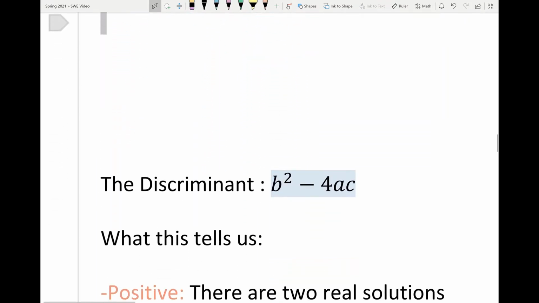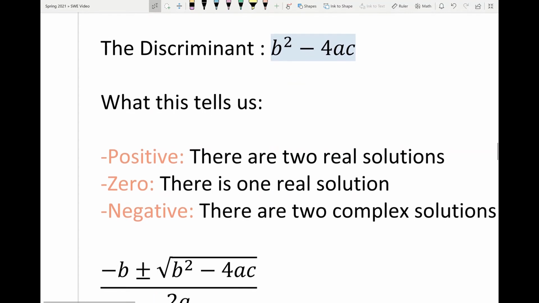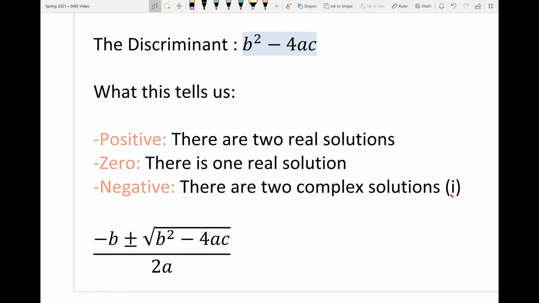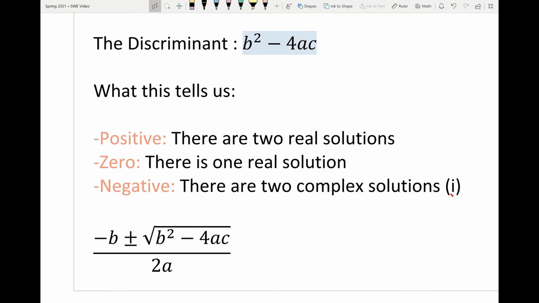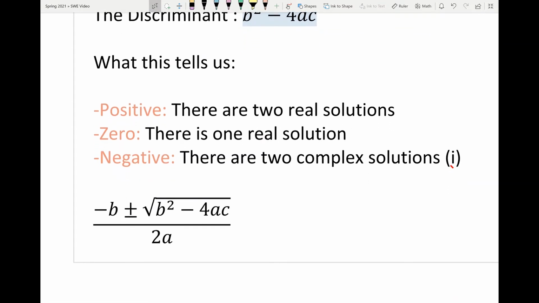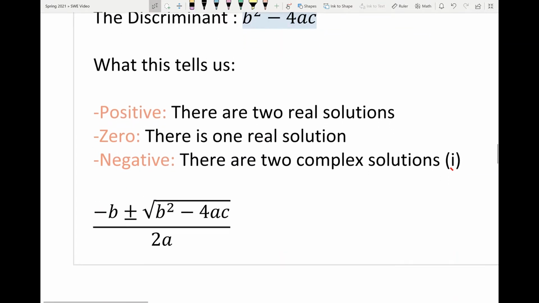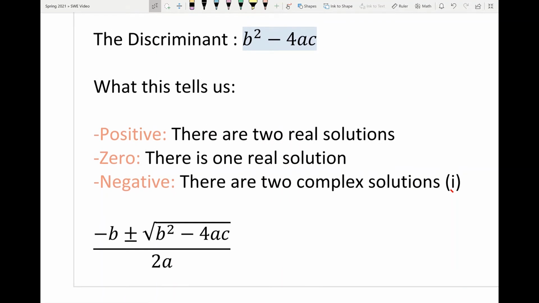Now, one other thing is the discriminant, and this is going to tell us how many solutions an equation will have when we use this quadratic equation. You plug the coefficients of the polynomial into b squared minus 4ac, and that will tell us how many solutions it has. If the value you get is positive, there's going to be 2 real solutions. If it's 0, there's going to be 1 real solution. And if it's negative, there will be 2 complex solutions using i.